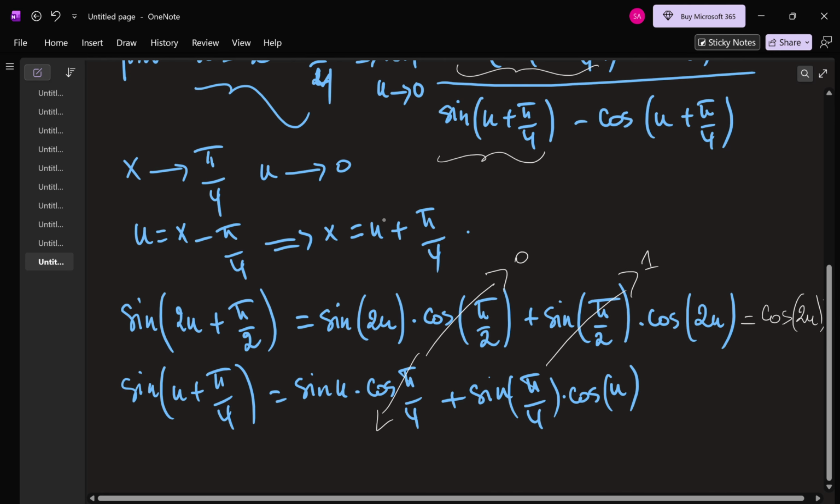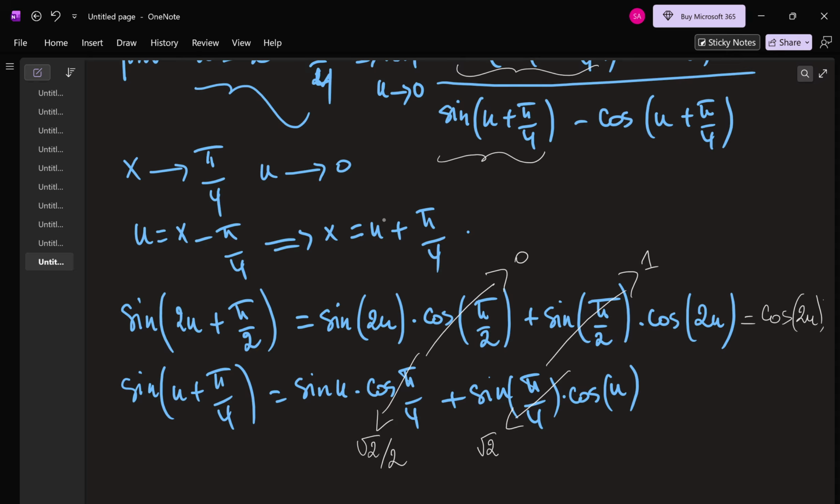So cosine p over 4 is simply square root of 2 over 2, and sine p over 4 is simply the square root of 2 over 2. We factor out the square root of 2 over 2. What remains is sine u plus cosine u.